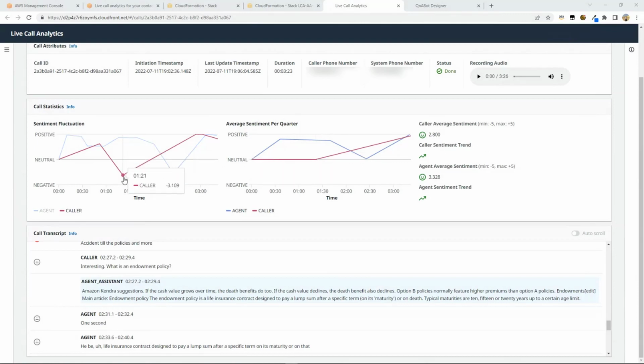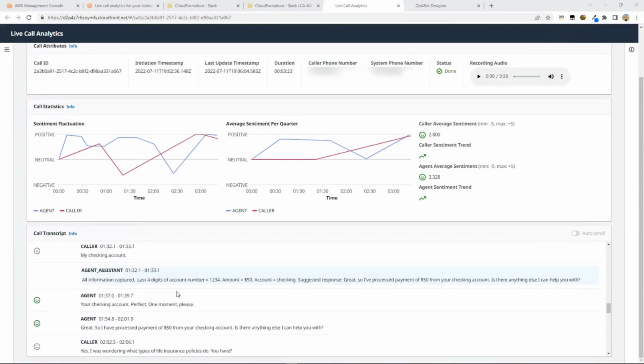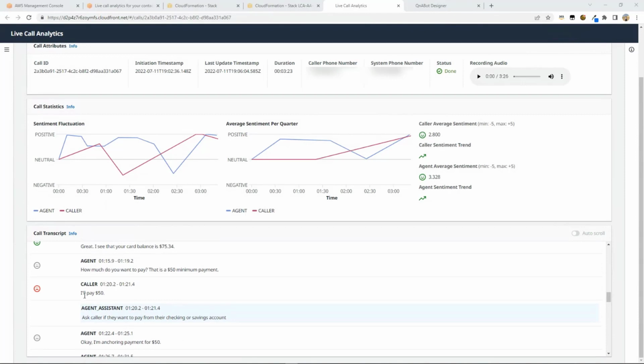You'll notice here that the sentiment did go down a little bit in the middle of the call. Let's see why that is if we scroll back up. Yeah, it's because the caller said, I'll pay $50. We're using Amazon Comprehend to do sentiment analysis, and I guess having to pay $50 is a negative sentiment. But you only see that in the turn-by-turn sentiment. When we smooth it out over the course of the call, it gets averaged out. So it's the predominant sentiment that you want to pay attention to and not individual phrases. Okay, so I'm going to switch now and show you how this all works behind the scenes.